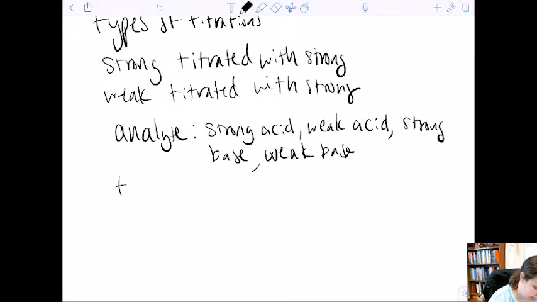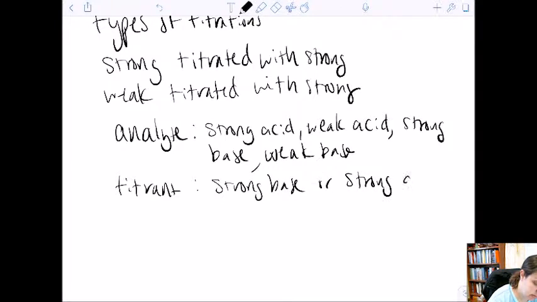Our titrant, on the other hand, must be either a strong base or strong acid. Okay? If we have a weak acid and a weak base, it will not be a titration, it will be an equilibrium process.